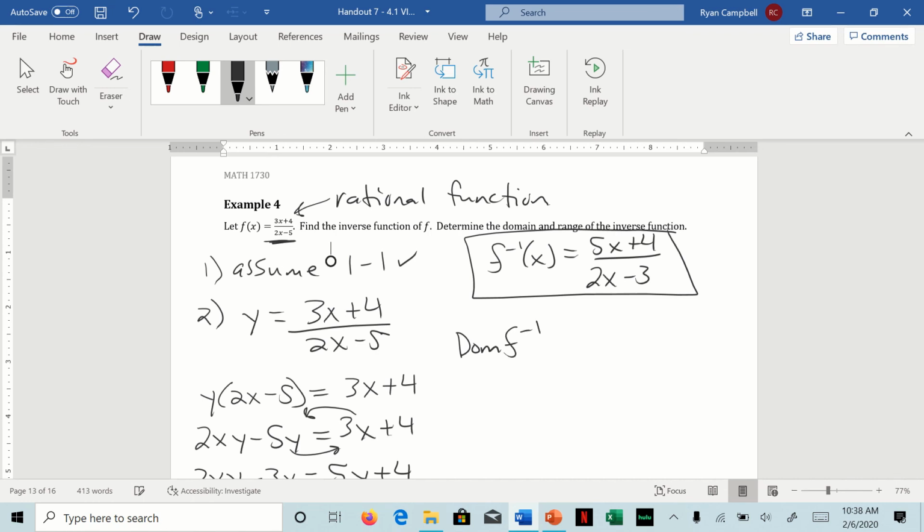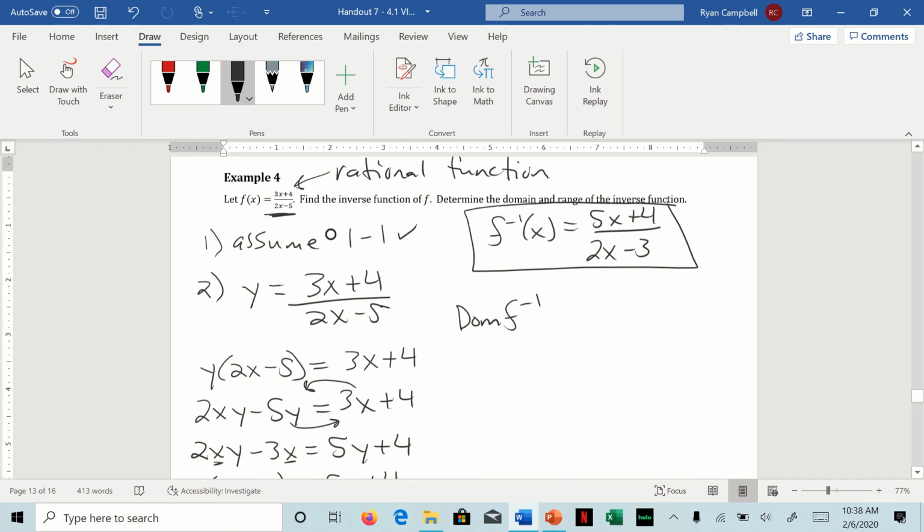So the domain of the inverse. Let's ask ourselves, is there a fraction? Well, actually, yes, there is, right? This is a fraction. So how do we deal with fractions? We have to set the denominator equal to 0. When we solve for that, we see that x is 3/2, which means that x cannot be 3/2. Are there any even radicals? There's not. So what we have is negative infinity to 3/2 and 3/2 to positive infinity. That tells us that it is gone. We don't have it anymore.